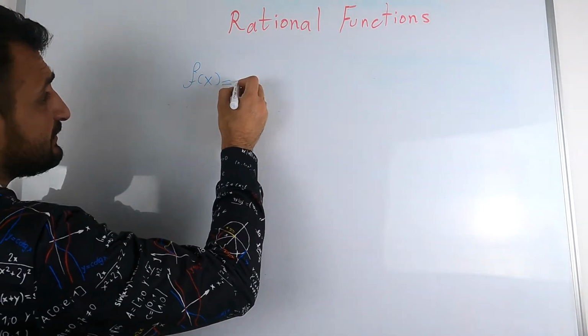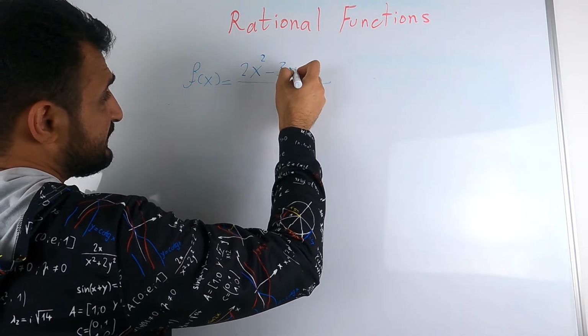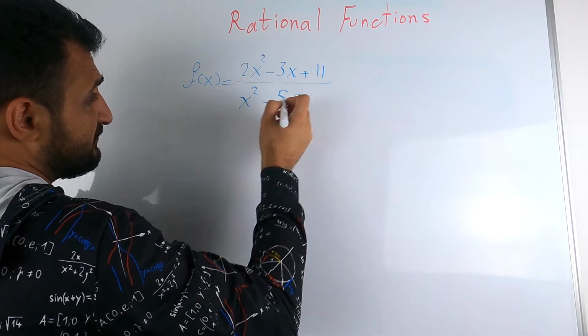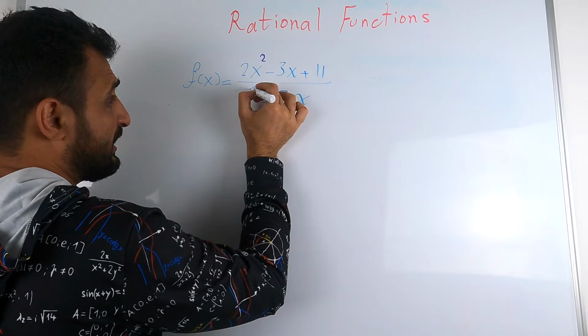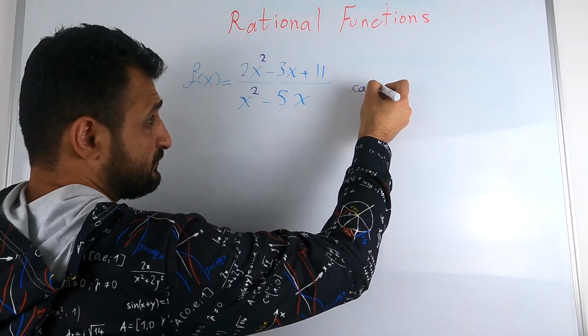f(x) equals (2x power 2 minus 3x plus 11) over (x power 2 minus 5x). Ask yourself, what is the degree up? The highest degree, 2, and down, 2. Since degree up equals to degree down, that means this is case 2.